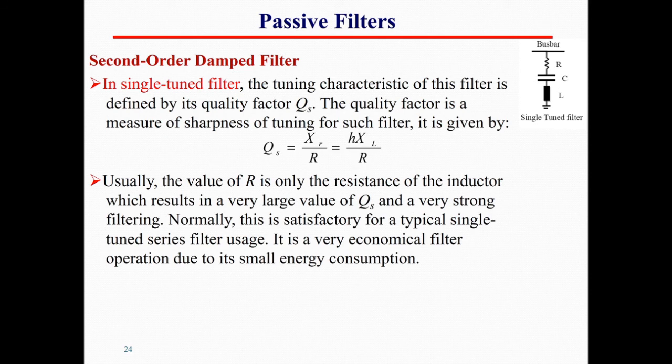So we say that usually the value of R is only the resistance of the inductor, which results in a very large value of Q and a very strong filtering. So normally R will be the resistance of the wire that is used to make the inductance.